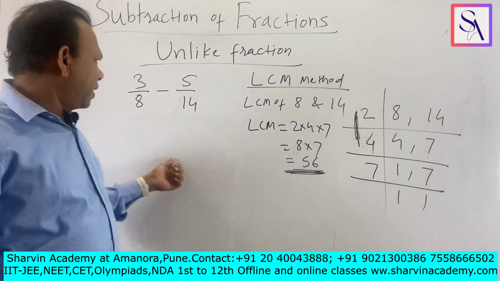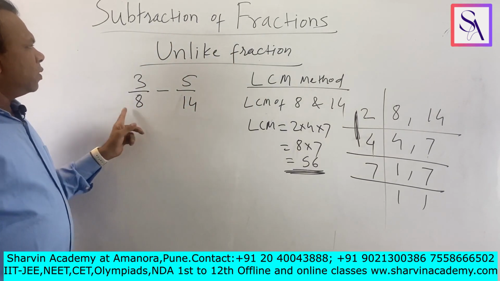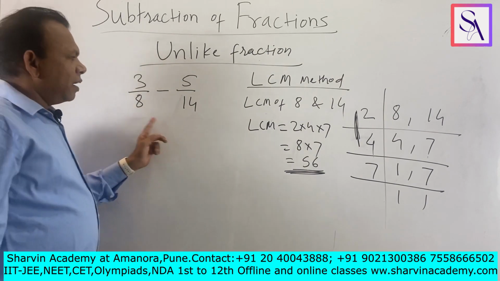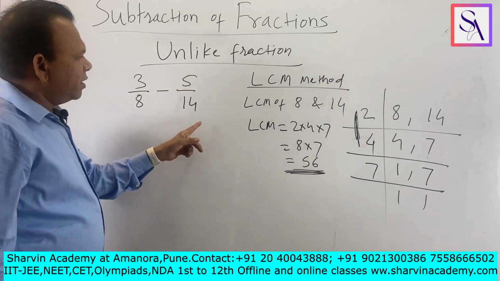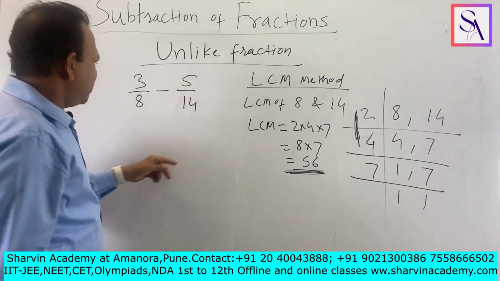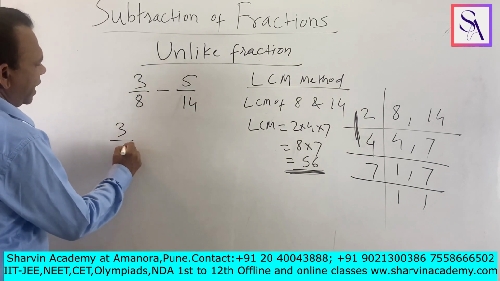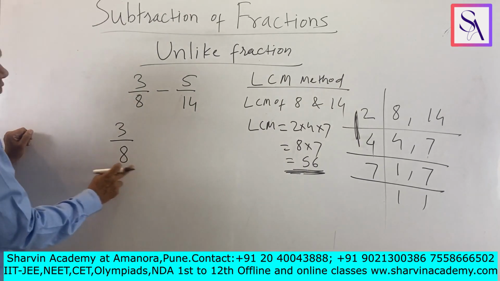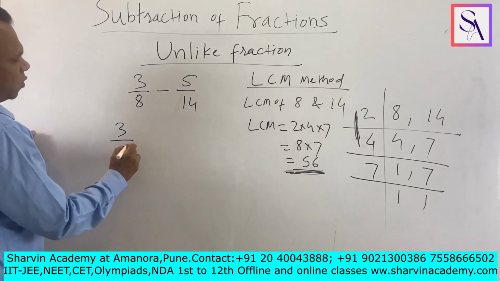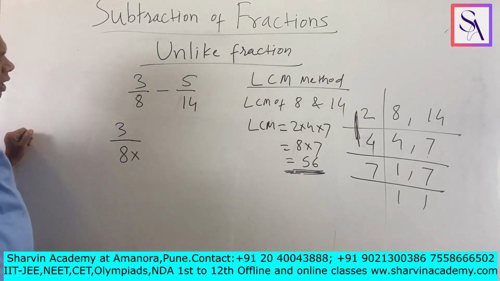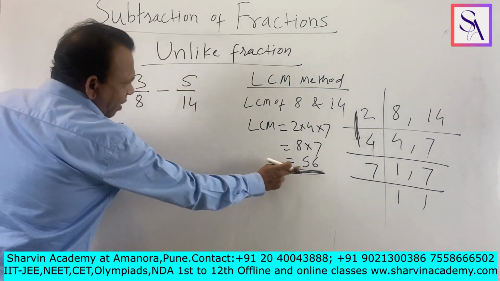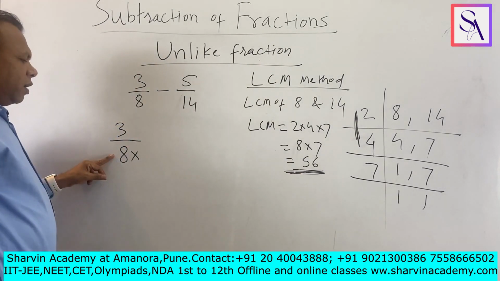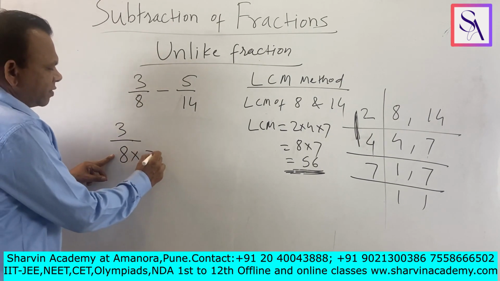Now I have to make these two unlike fractions into like fractions, that is, make this denominator the same. So what I will do, 3 by 8 I will write as it is, then I have to bring 56 here because our LCM is 56. So I need to find a number which will multiply this 8 and become 56. I know that 8 7s are 56, right?